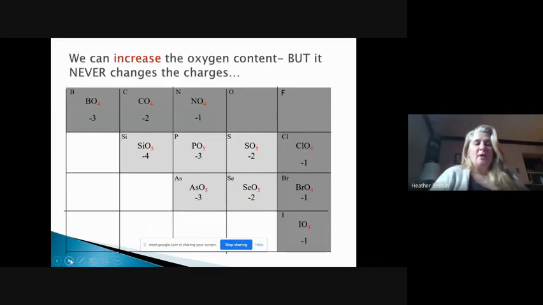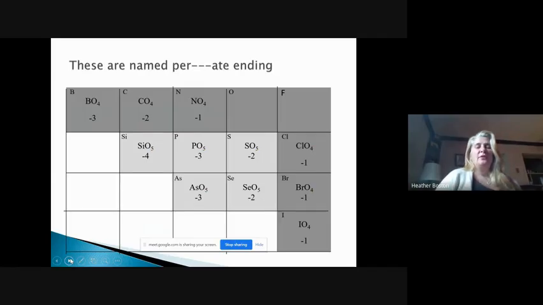So the way a series works is we can increase the oxygen content, but it does not change the charge. So the charge on the polyatomic ion is going to be the same. If you have 1 more oxygen on a polyatomic ion, it is called per-ate. So for example, perchlorate is ClO4, still with the charge of -1. Remember that chlorine is on the outside, so chlorate is ClO3, perchlorate is ClO4. Both of them have a charge of -1.